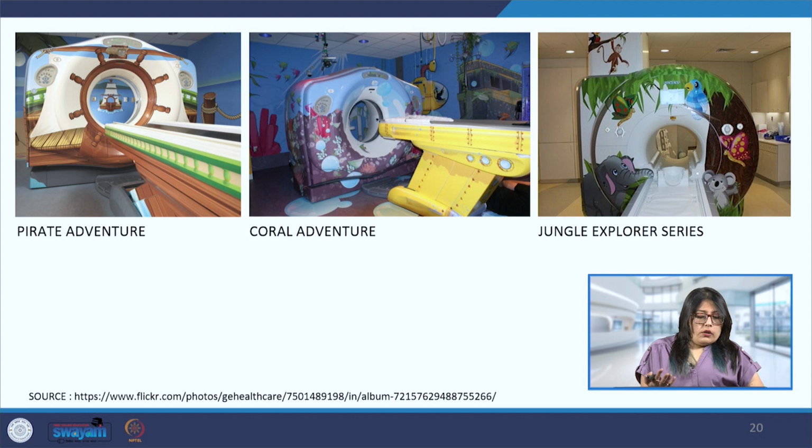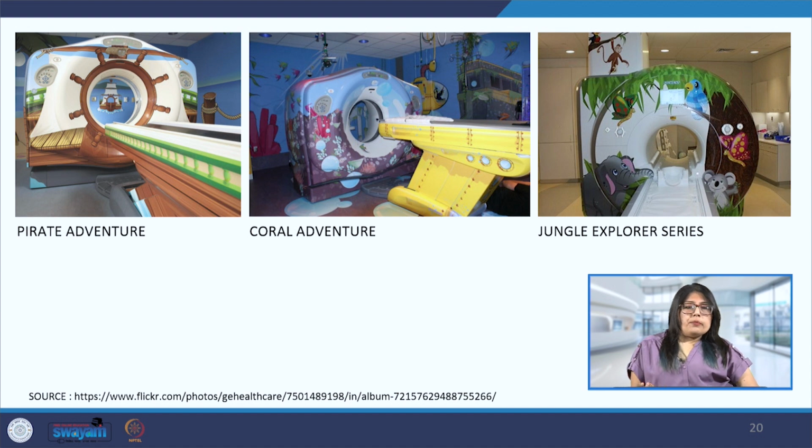They have the coral adventure, where they have an underwater experience, and there are certain uses of items like disco balls for that feel of water. Also the Jungle Explorer series, where it is like you're traveling through a jungle.